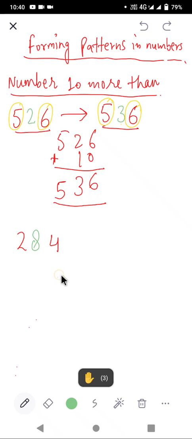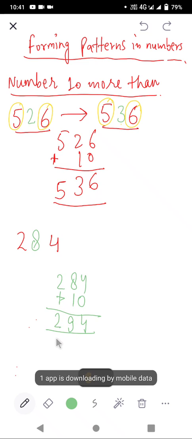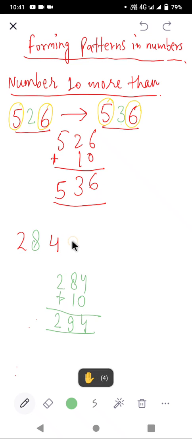So let's add 284 plus 10. We'll put 0 at the ones place and 1 at the tens place. Now add: 4 plus 0 is 4, 8 plus 1 is 9, and 2 we will write as it is. So 10 more than 284 is 294.